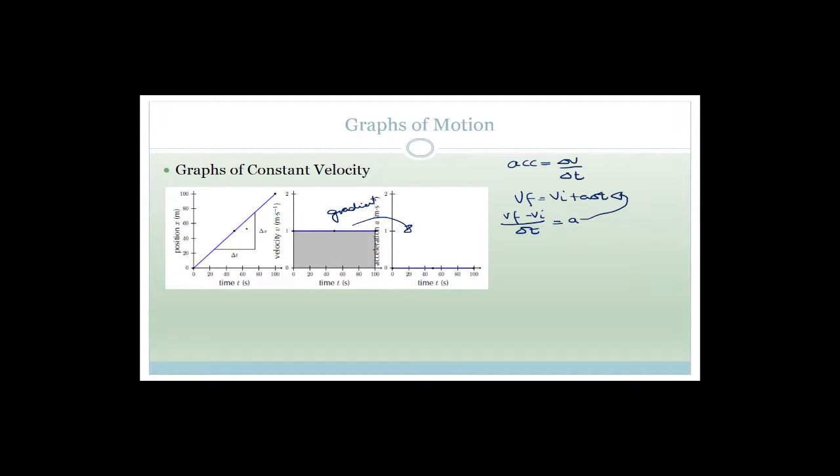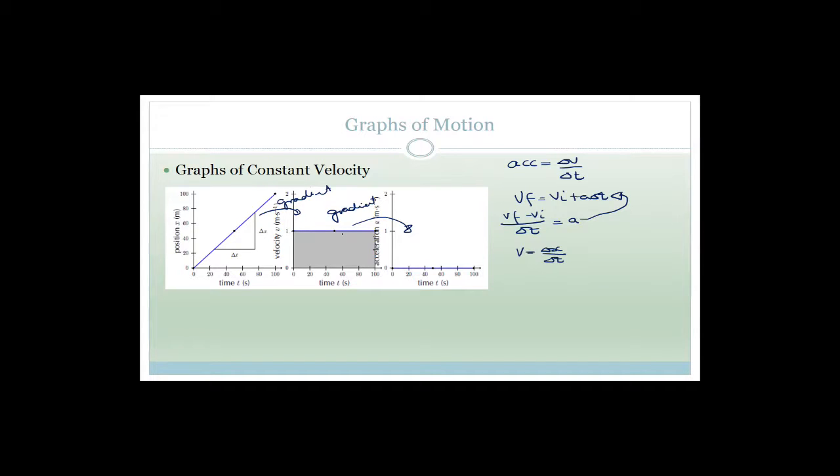Now the position versus time graph. If you think about it, velocity is Δx over Δt, right? So the gradient of this is going to give me my velocity. Again, the gradient of this is going to give me my velocity.